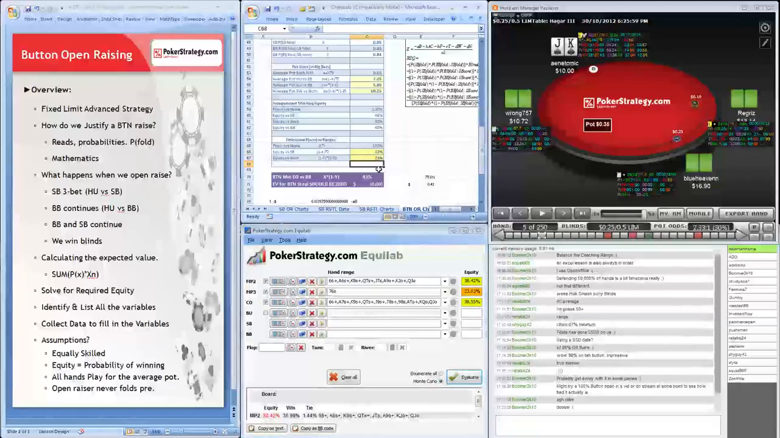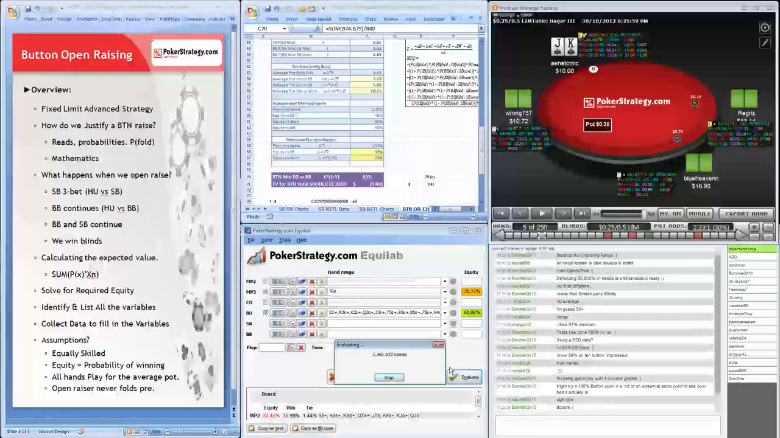Now what we can see is that if we've got 32% against the small blind and 23 against both, we need to have 43% equity against the big blind's hand range. So in order for 6-7 offsuit to be a profitable raise, we've got to have 43% equity against the big blind. Do we have it? The question kind of answers itself, you know?